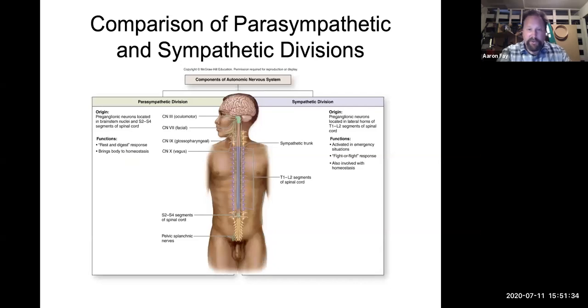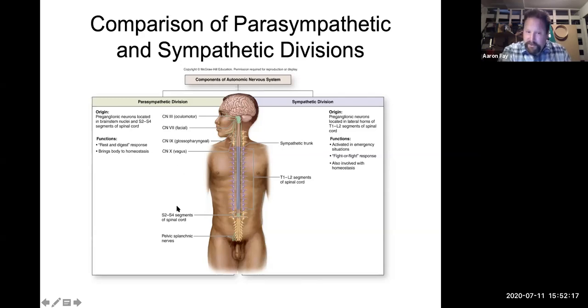Okay, so structurally over here, the parasympathetic division is shown in green. Notice it is concentrated up here in the brainstem and in the very last little bit of the spinal cord. So it's telling you about the parasympathetic division: its functions are rest and digest, homeostasis. Its origin, where does it start from? Preganglionic neurons, that's the first neuron in the two neuronal pathway. Preganglionic neurons are located in the brainstem, up here in green, and in S2 to S4, the sacral region of the spinal cord.